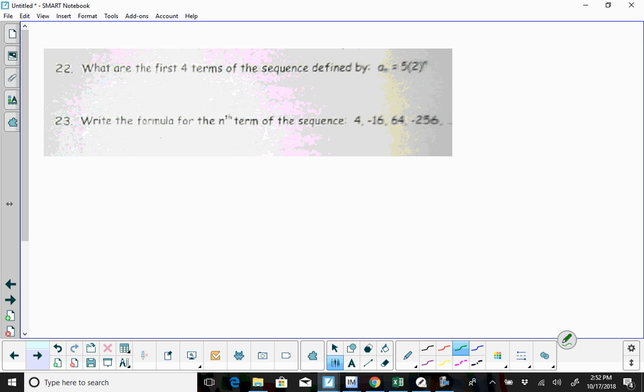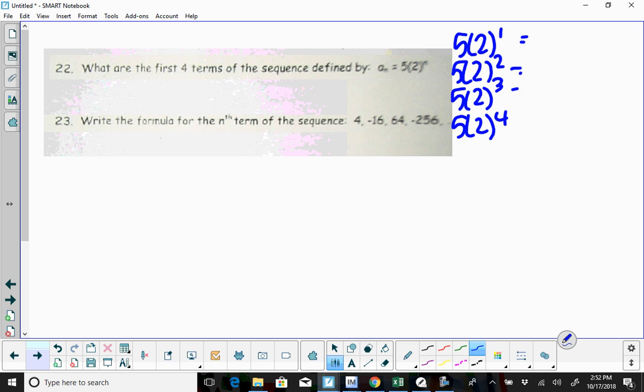All right, we talked about number 22. Finding the first 4 terms, you simply plug in 1, 2, 3, and 4. So 5 times 2 to the first, 5 times 2 to the second, 5 times 2 to the third, and 5 times 2 to the fourth. So 2 to the first is 2, 2 times 5 is 10, 2 squared is 4, 4 times 5 is 20, 2 cubed is 8, 8 times 5 is 40. At this point, you can recognize that it's just doubling every time. So we know that the next one is going to be 16 times 5, which is 80. That's number 22 in blue.